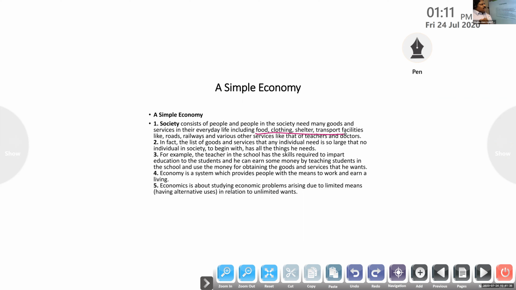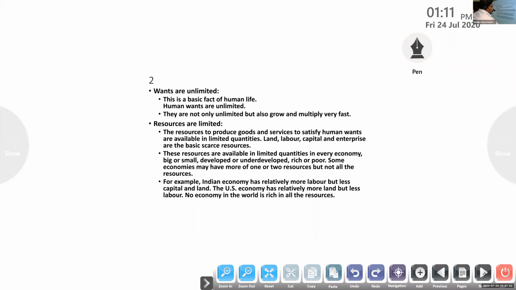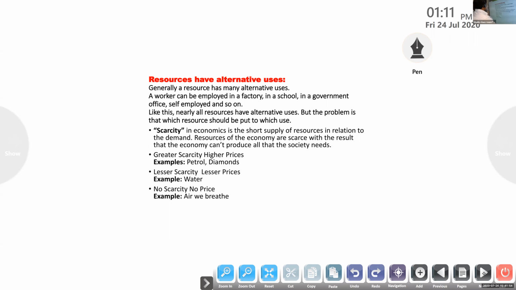Okay. So in each and every economy, the producers always think about what to produce for the people living in the country with limited resources. So that leads to a problem. What is that problem? What to produce.